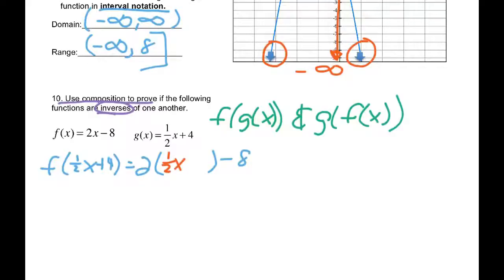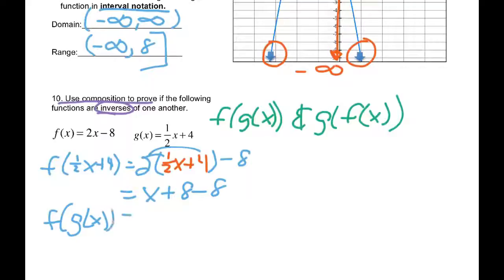So rewrite your 1/2 x plus 4. You distribute. 2 times 1/2 is 1. 2 times positive 4 is positive 8. And don't forget the minus 8. And so down here, f of g of x is x. So it worked. So that means we have to actually do the other one. And so we take our function g. Our input now is going to be 2x minus 8. We have to go the other direction.